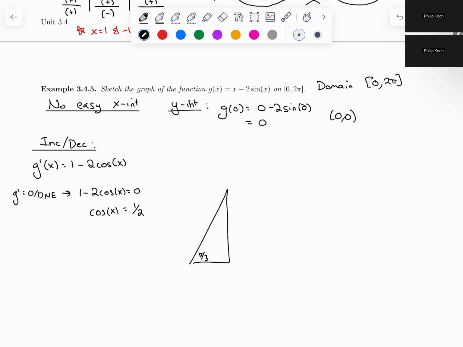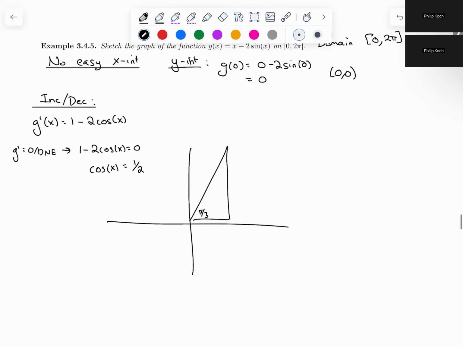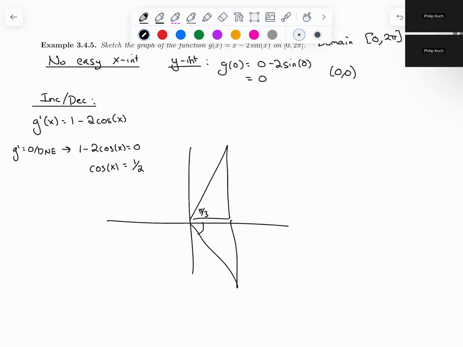But cosine is positive in the first and fourth quadrant. So I also have to do this one, where this angle is pi over 3. But that would be negative pi over 3. I want the angle between 0 and 2 pi. You guys remember what that one is?